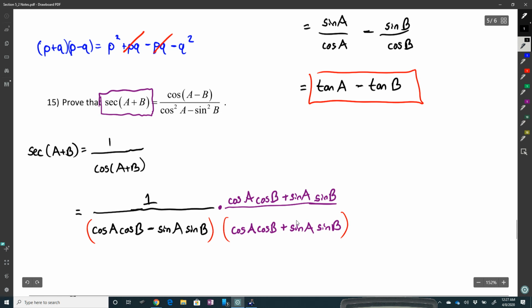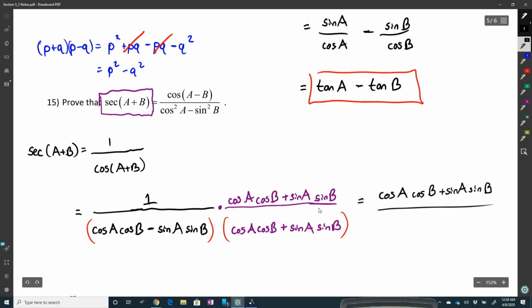And so usually when you see the same thing, just the signs in the middle are different, something minus something, something plus something, people don't actually FOIL the whole thing out. They recognize that pattern, and they just write the answer as the first thing squared minus the last thing squared. So on the top, and on the bottom, I have cosine squared A, cosine squared B, minus sine squared A, sine squared B.